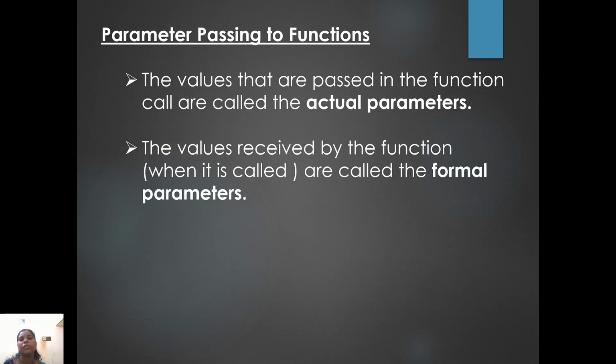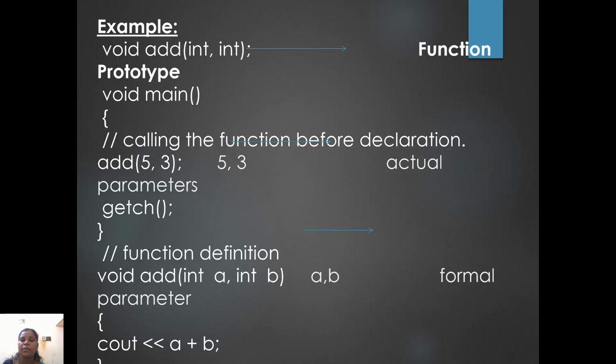Parameter passing to functions. We can pass parameters to functions, and parameters are of two types. One is actual parameters and the second is formal parameters. Actual parameters are used in the function call. In this example, 5 and 3 are actual parameters, and in the function definition I have mentioned a and b, and a and b are formal parameters.